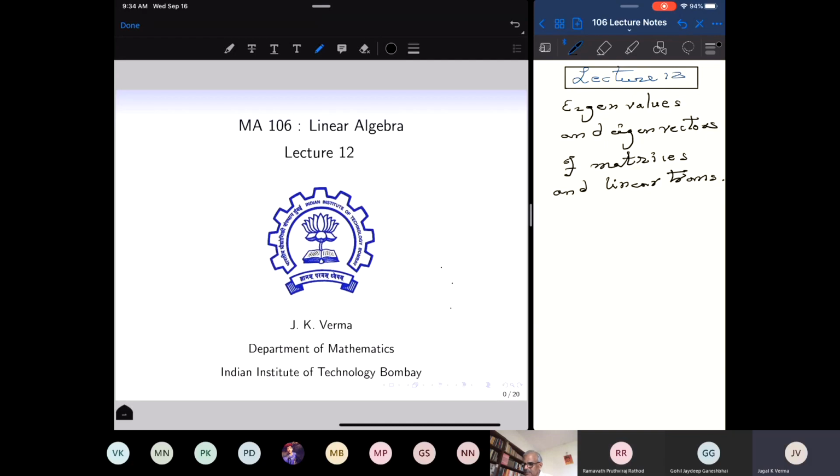All right, so this is lecture 12 in our course, and we start the last chapter on eigenvalues and eigenvectors of matrices and linear transformation. This is in some sense the central topic of linear algebra. All applications of linear algebra have to do with eigenvalues and eigenvectors. And whatever preparation we have done so far in the course, it is to understand this chapter on eigenvalues and eigenvectors. We will study them for matrices and also for linear transformation.